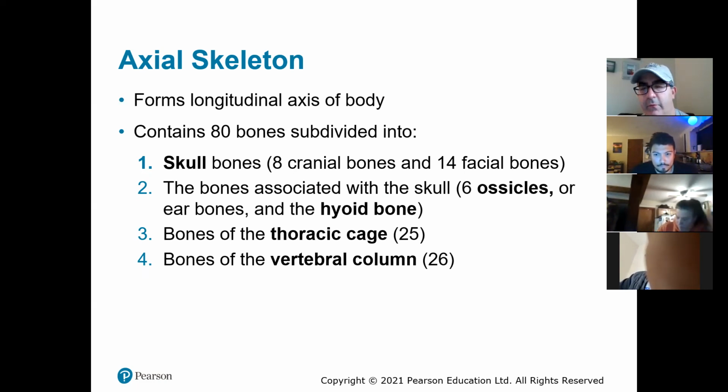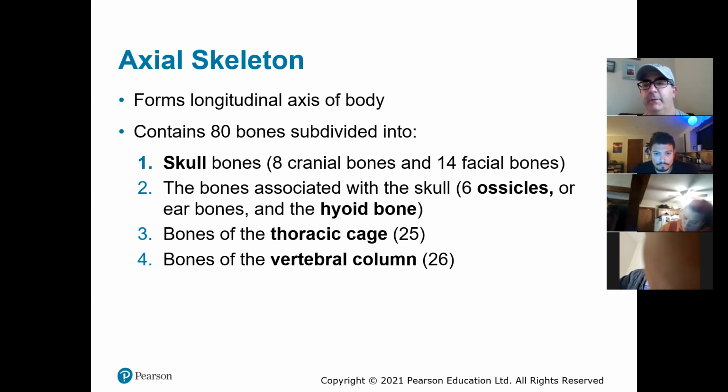There are 8 cranial and 14 facial bones. We'll talk about those. And then there are bones associated with the skull. There are 6 ear bones. You have 3 in each ear. And they are tiny. They're about the size of a grain of rice. What they do is they pick up the vibrations in the air and transmit those to cells in your inner ear. And those bones count as part of the axial skeleton. So there's 6 bones right there.